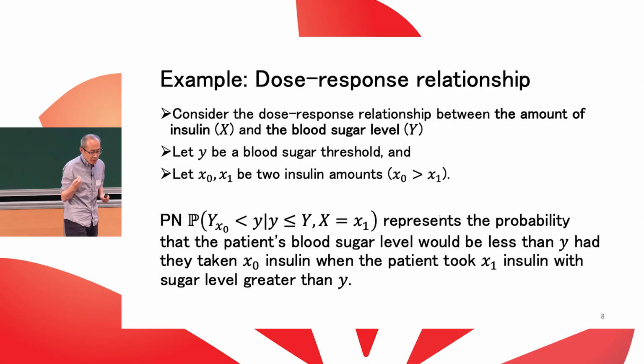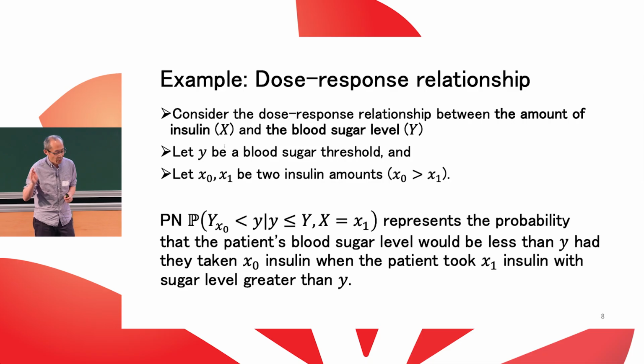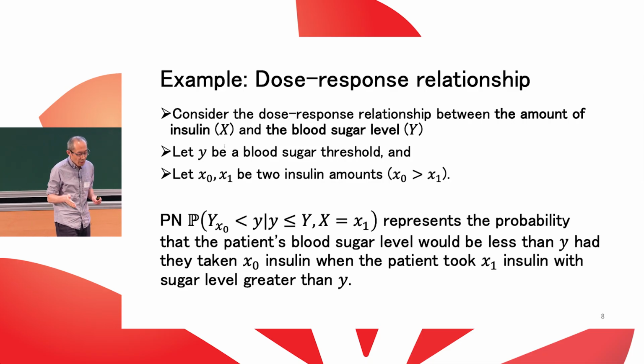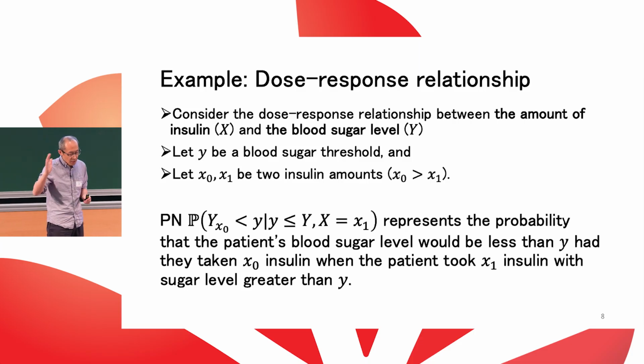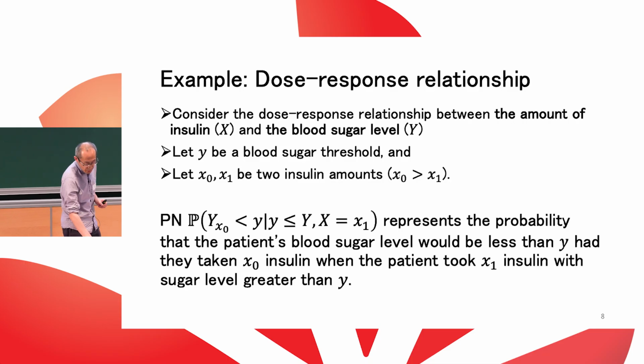So you can imagine, let's say lowercase y is some kind of threshold. We want to take insulin to reduce the blood sugar level to below this threshold y. And you consider two kinds of insulin amounts, x0 and x1. Say x0 is a larger dose and x1 is a lower dose.